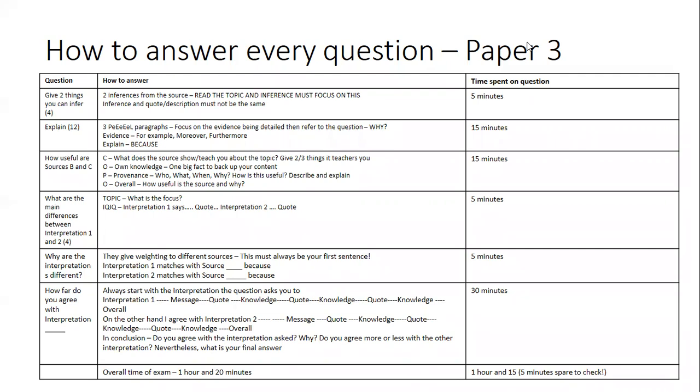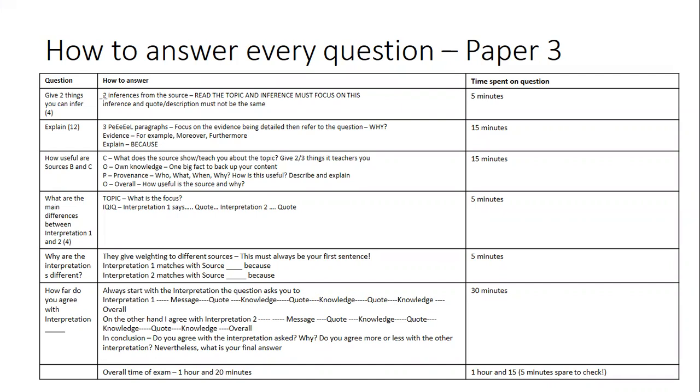So you will start with an inference question. Question 1, give 2 things you can infer. Now, the source will be on the first page. It will ask you for 2 inferences from a source. Now, you must understand that could be a written source or a photograph. Now, the key thing you ignore in this is you ignore the provenance. Don't refer to it. The only thing you must focus on in this question is the actual source.